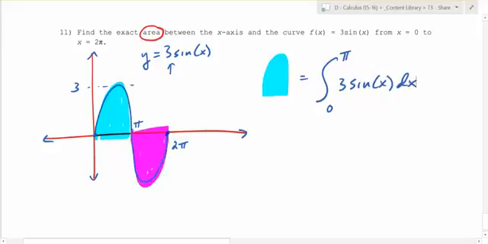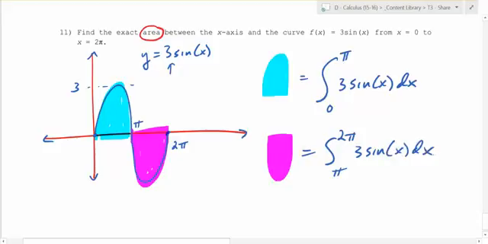Yeah. What's the area of the next one going to be, though, if we do this one? If you just did this, why would this be problematic? Pi to 2 pi of 3 sine x. What's the problem with that? That would be negative, right? Because it's below the x-axis. How do you fix that? What's the easiest way to fix it? Don't say absolute value because you're doing this by hand.